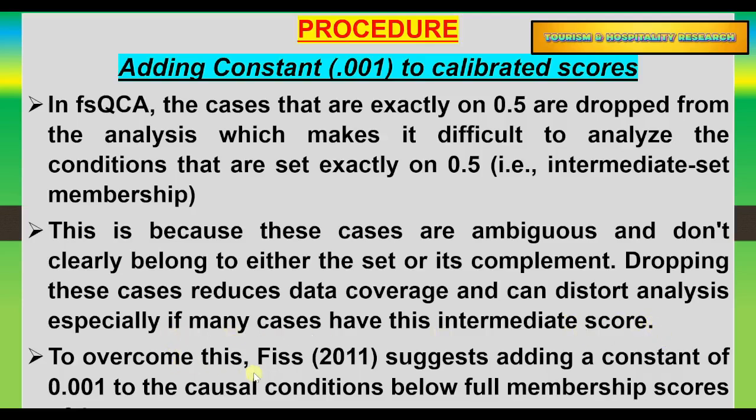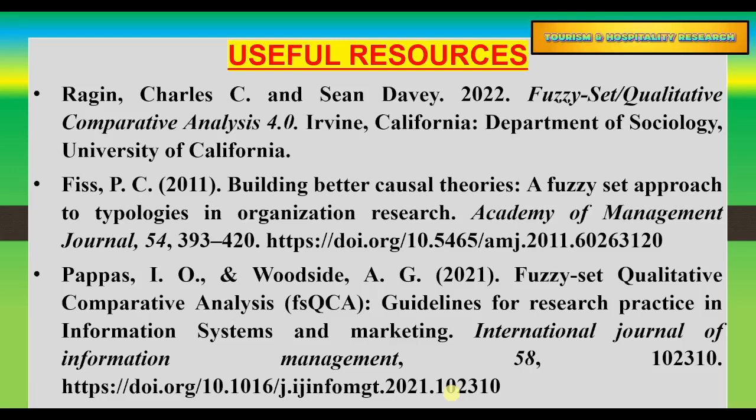To overcome this, Professor Fish suggested a solution that we should add a constant of 0.001 to the calibrated scores which lie below the full membership score of 1. As we know in FSQCA, after the calibration, all the data scores lie within 0 and 1. Now these are the useful references. So let us see how this procedure is conducted.